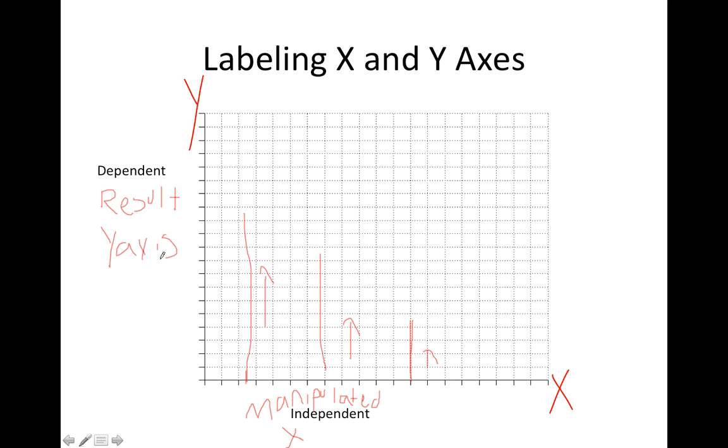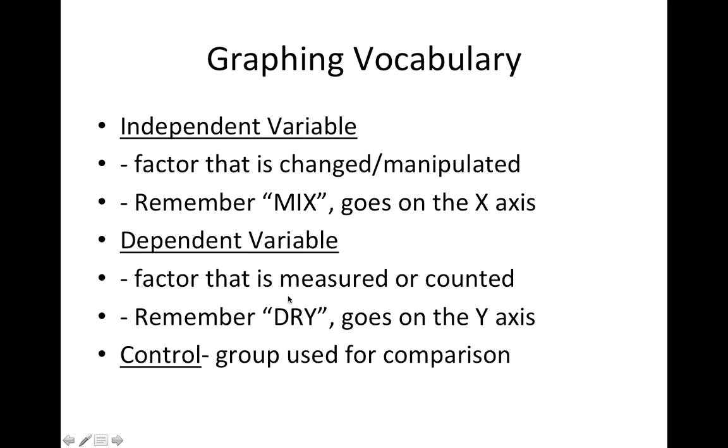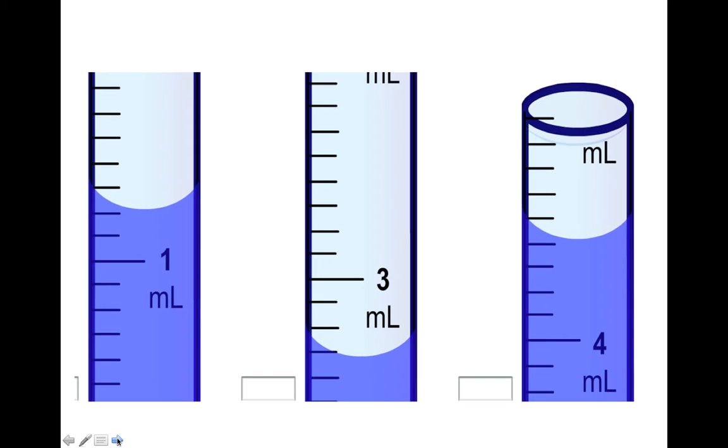You will have a question on your test for this. So these are the things that you're going to write down in yours. On your notes there, it tells us that the independent variable is for mix. It's changed. Dependent variables for dry or result, and that is the y-axis. Our last one is our control group.